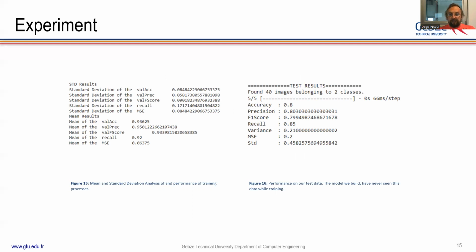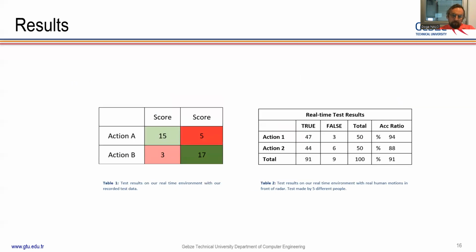It has been observed that the VGG16 fine-tuned model completes the training process with much better results. The test and validation results were very close to each other. By looking at these results, we can say that the learning process is much healthier than the first model. As seen in the confusion matrix, the estimates for the motions are close to each other for each class. Table 2 shows the prediction results for motions made in real time. Our accuracy rate is over 90%.